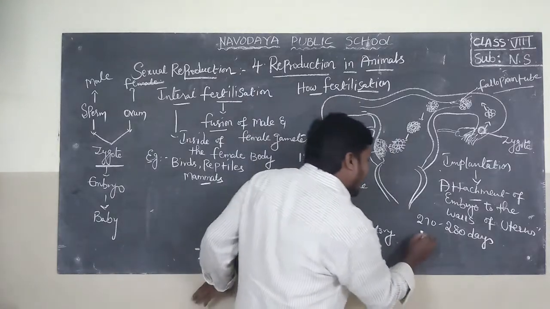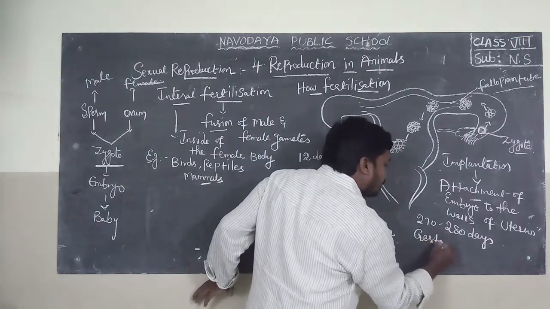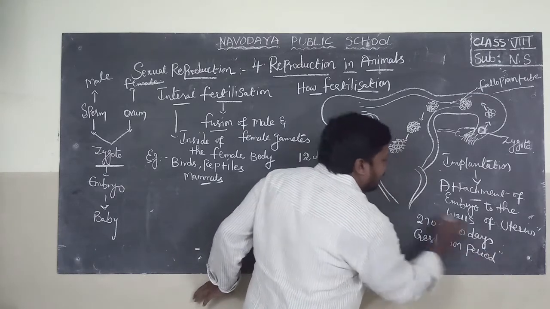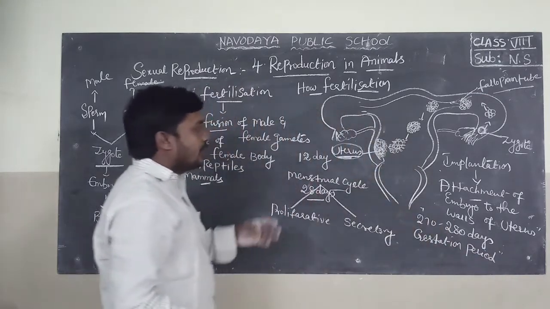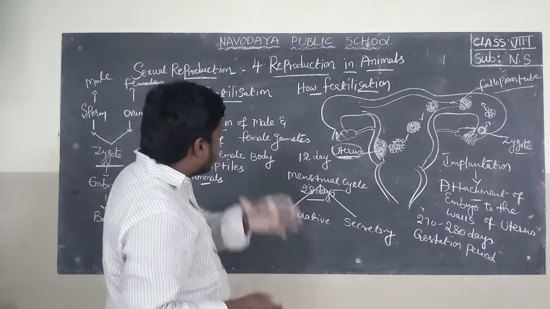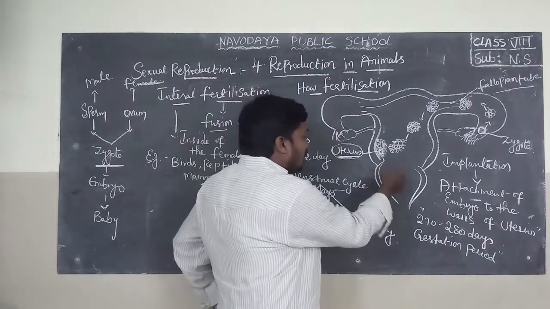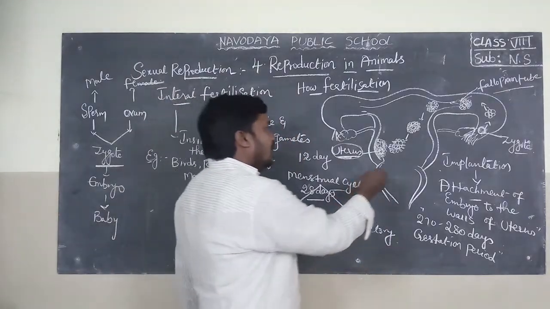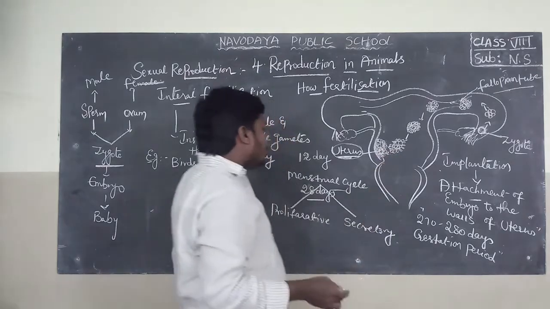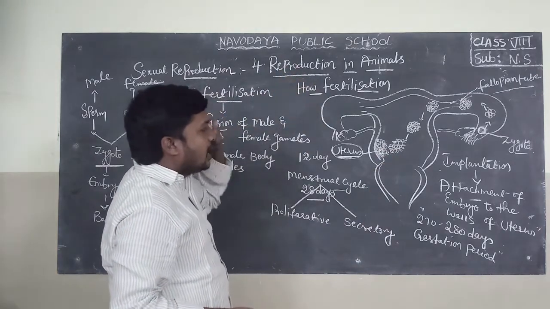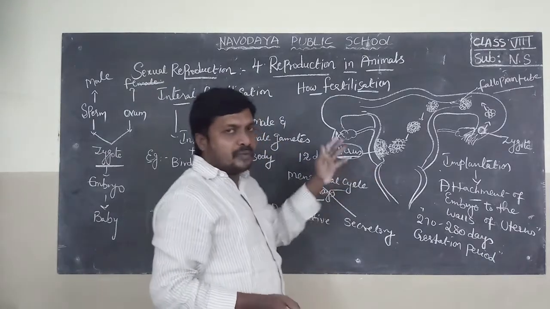This period is known as the gestation period. What is meant by gestation period? The time required for the embryo's full development is known as the gestation period. After that, labor pains will occur in the female human being and delivery takes place. So this is about how fertilization takes place and how implantation takes place in a female human being.